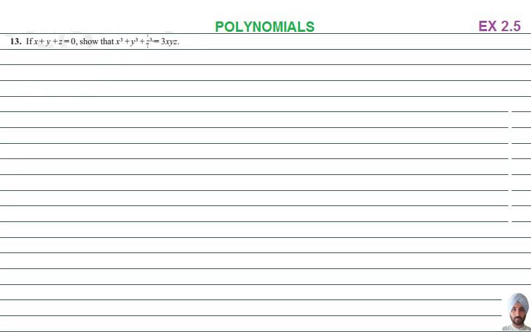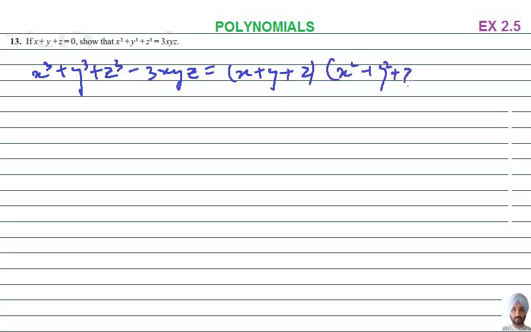You can easily observe that we have 3 variables having cube on them, and for this we have already done this identity: x cube plus y cube plus z cube minus 3xyz is equal to x plus y plus z times x square plus y square plus z square minus xy minus yz minus zx. Here x plus y plus z is equal to 0.